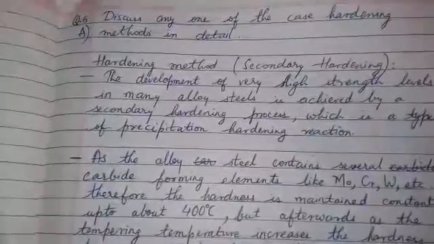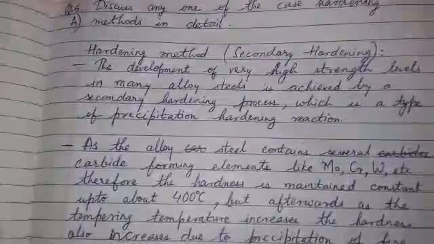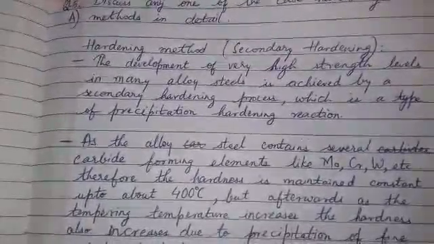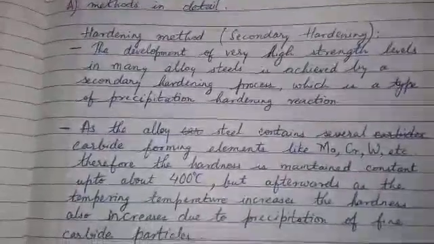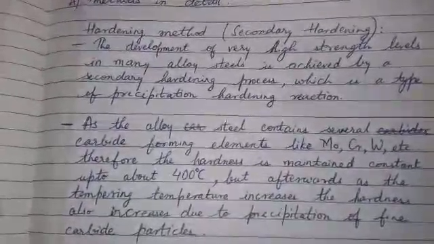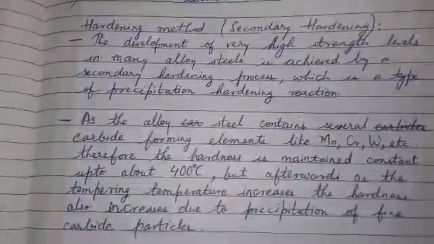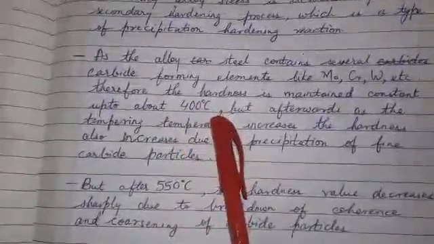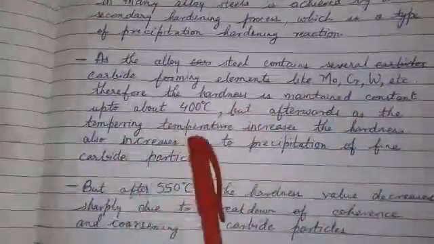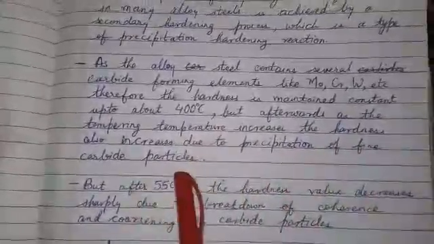The hardening method is secondary hardening. The development of very high strength level in many alloy steels is achieved by the secondary hardening process, which is a type of precipitation hardening reaction. As the alloy steel contains several carbide forming elements like Mo, Cr, W, etc., the hardness is maintained constant up to about 400 degrees centigrade, but afterward, as the tempering temperature increases, the hardness also increases due to precipitation of fine carbide particles.